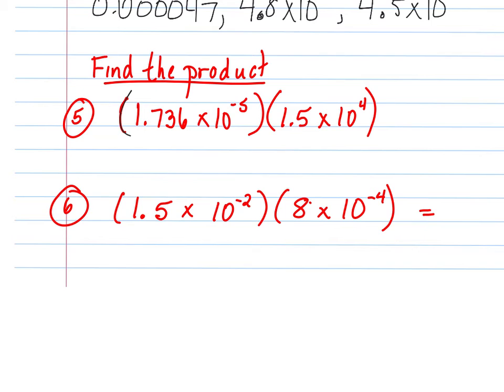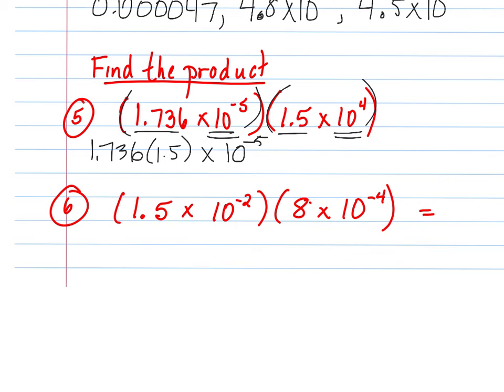We have this is a number times this number. But what we're going to do is we're going to multiply these two numbers together. We're going to take 1.736 and we're going to multiply it by 1.5. And then notice how these are the same bases, aren't they? What's the rule say to do if they're the same bases and you're multiplying them? Add the exponents. So we're going to write -5 plus 4.